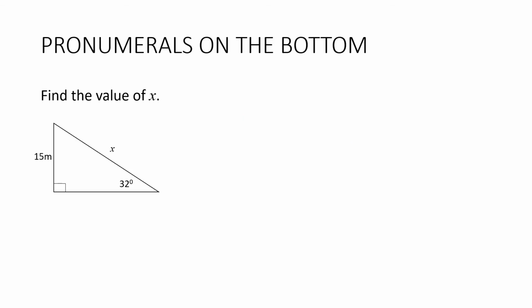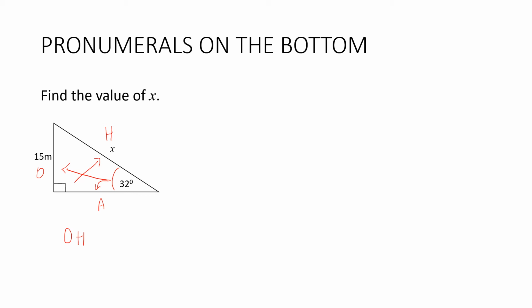Now sometimes the pronumerals can end up on the denominator, like in this question. We're going to follow the same method though. Firstly, locate the hypotenuse. There it is. Highlight the angle. Opposite the angle is the opposite side. And this guy here would be adjacent. Now I've got O and H.